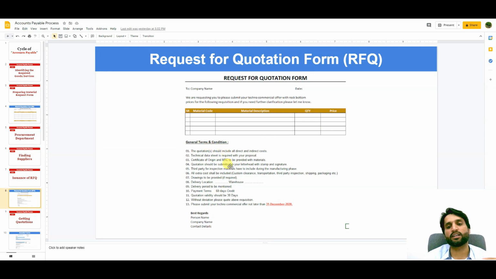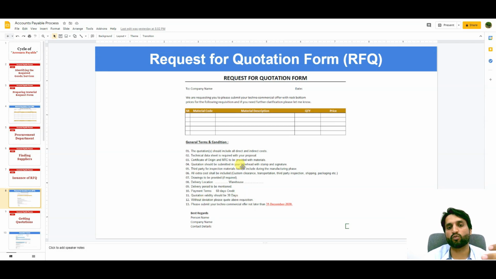Here you can mention general terms and conditions, like the quotation should include all direct and indirect costs. A technical data sheet is required with your proposal. Certificate of origin or documentation required with the material. Quotation should be submitted on your letterhead, stamped and signed. Third party inspection material has to be included. All extra costs shall be included. The delivery location should be here, or we will pick up from your showroom. Delivery period to be mentioned. Payment terms, we need 60 days credit from you. And quotation validity should be 30 days. We will buy within 30 days.